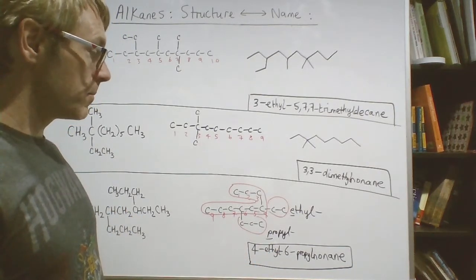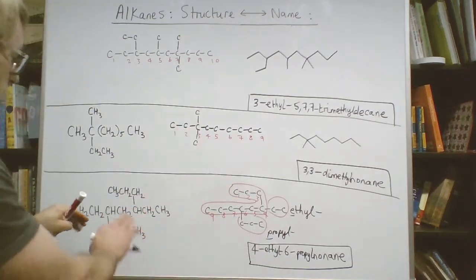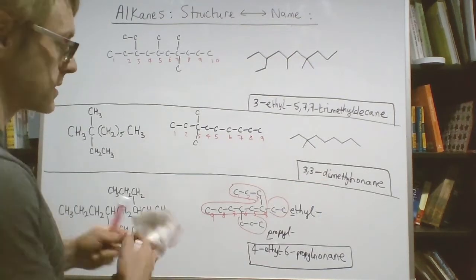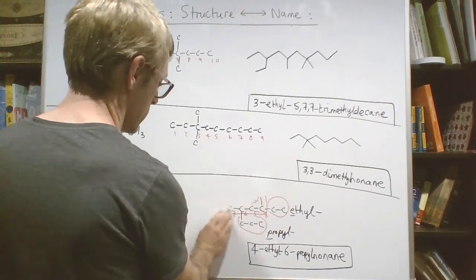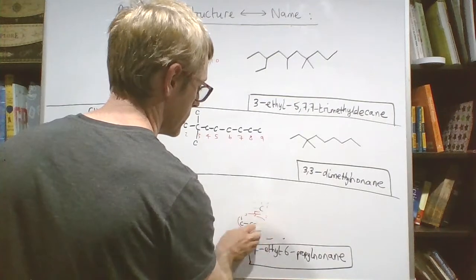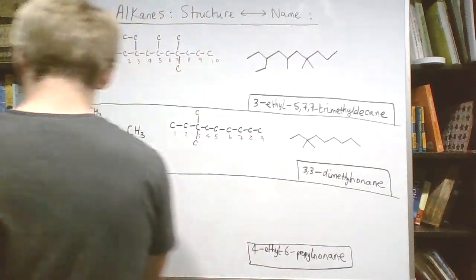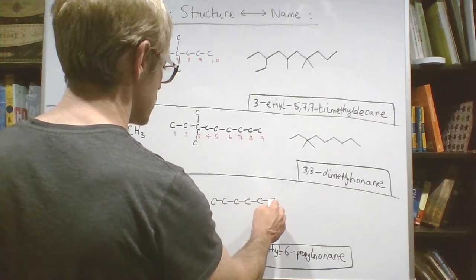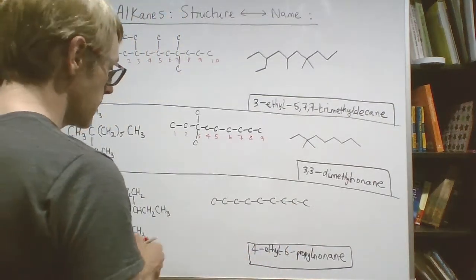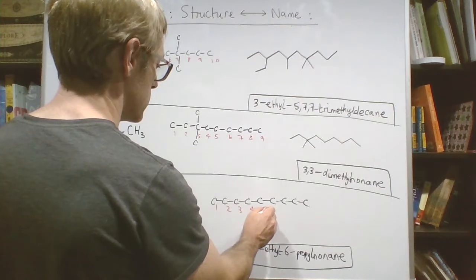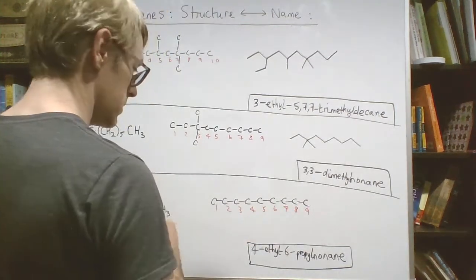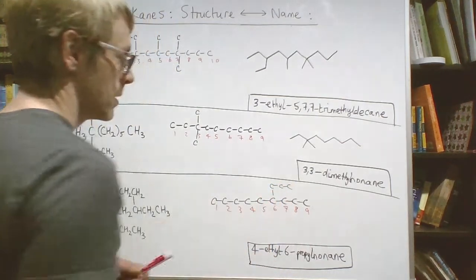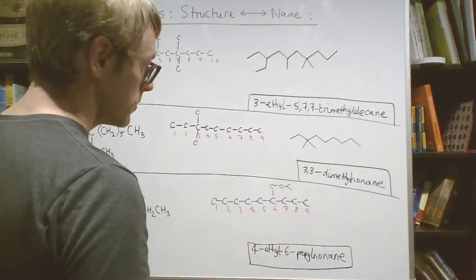And let's do what we've done here. Let's get rid of this twisted spaghetti presentation. Let's go from the name to the structure in a more elongated form, and then we'll write the skeletal structure. Okay, so if I saw this, I'd say, okay, 9 carbons. 1, 2, 3, 4, 5, 6, 7, 8, 9. Number them. On carbon 6, I have propyl. So that's 3 carbons branched out of carbon 6. And then on carbon 4, I have an ethyl.